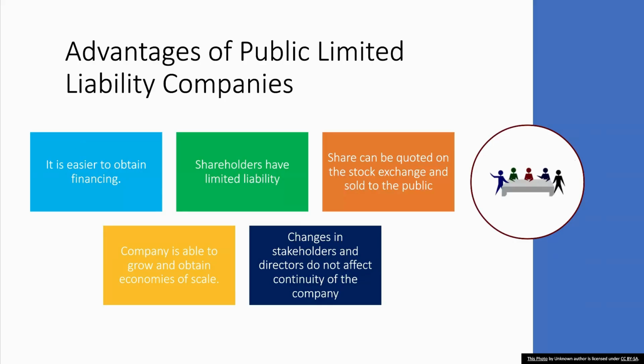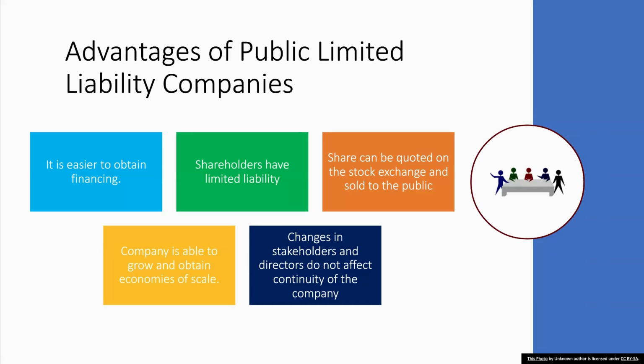Advantages of the public limited liability company: it is easier to obtain financing because, as we said, they have a larger capital base, and also the fact that persons would be more interested in lending money to this type of company. Shareholders have a limited liability, so if anything happens and the business goes bankrupt, none of the shareholders will have to sell their personal assets to finance the business debts.